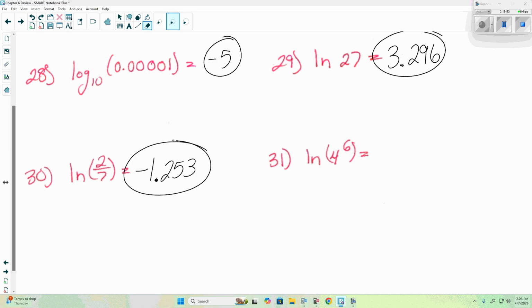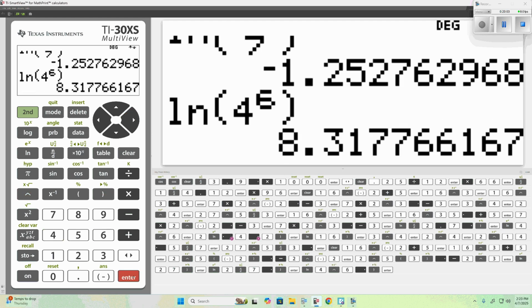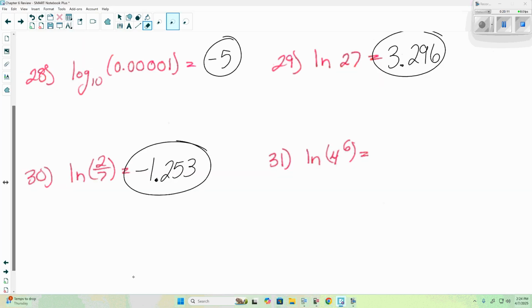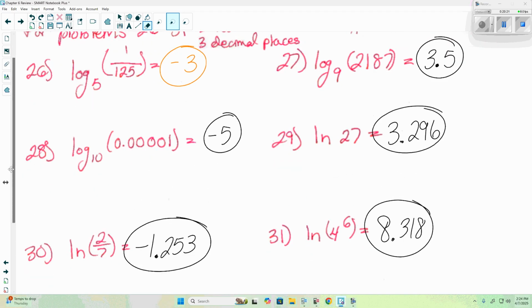We're ready for 31. Yes? The natural log of 4 to the 6. I'm not going to have to evaluate 4 to the 6. I can just say natural log of 4 to the 6 is 8.3177 or 8.318. And there are 6 problems like this here on the test. Questions on any of this so far?